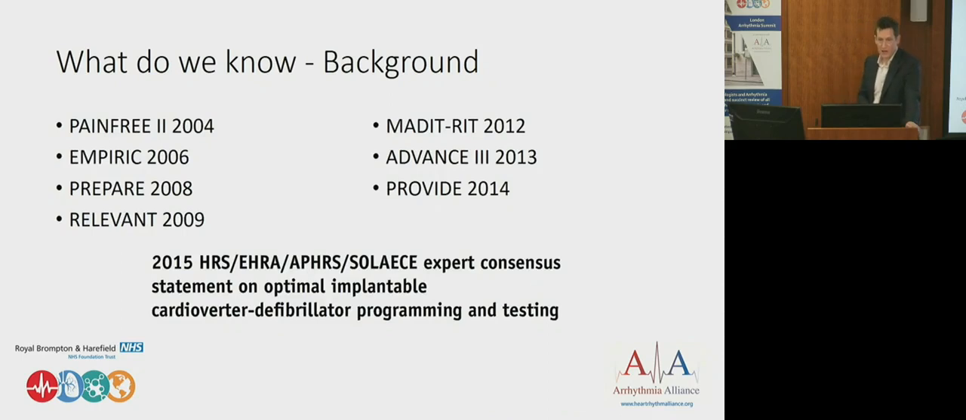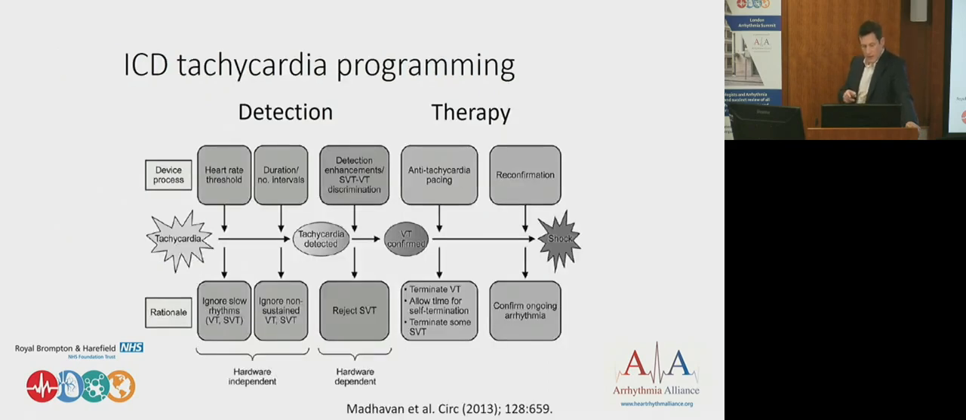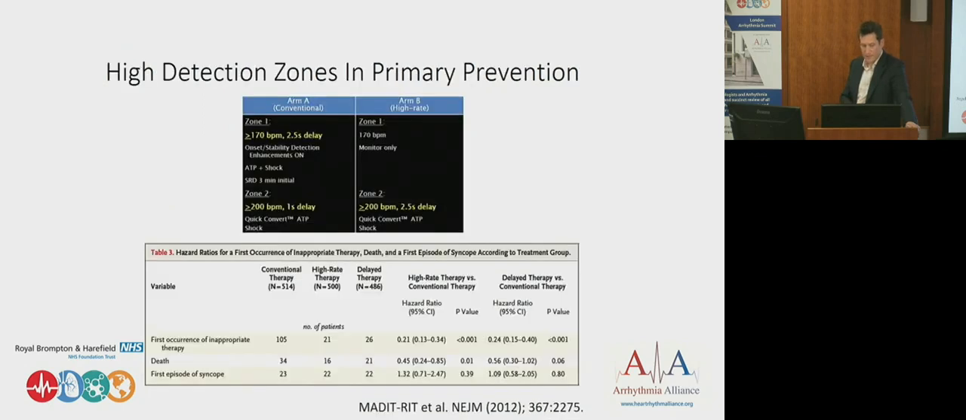In the last 15 years, there have been a number of landmark studies that informed us of the best way to program our devices, and these were summarised in the guidelines from 4 years ago. In terms of device programming, there are a number of distinct programmable aspects that we all know. In terms of detection of therapy, these are heart rate threshold, duration, use of discriminators, and then in terms of therapy, use of ATP and shocks. In the next few slides, I'm going to talk about 3 of the areas where there's a little bit of uncertainty: heart rate thresholds, duration, and use of ATP.